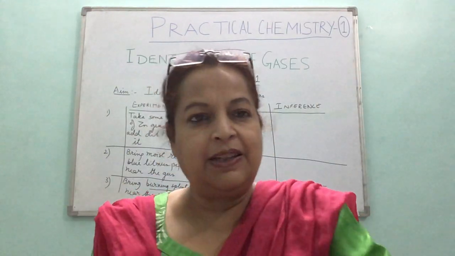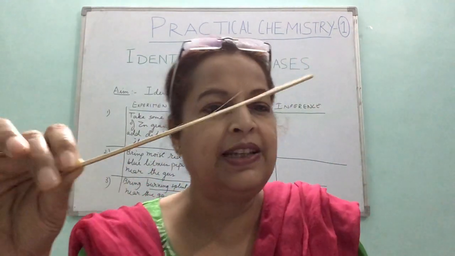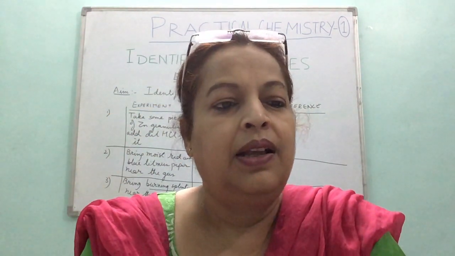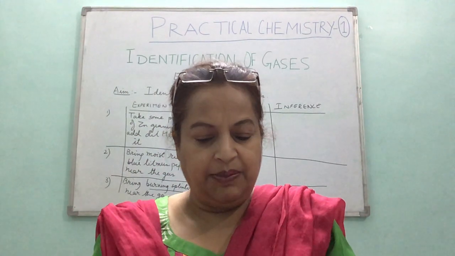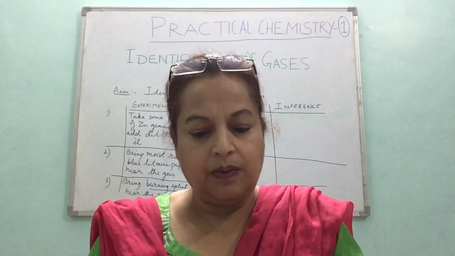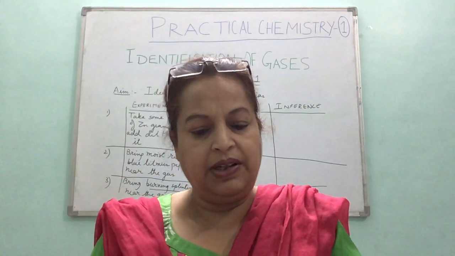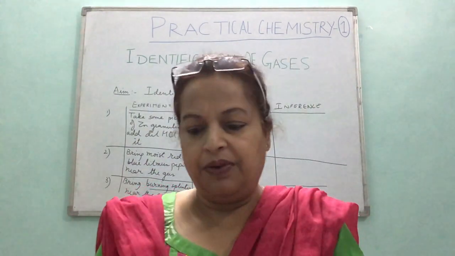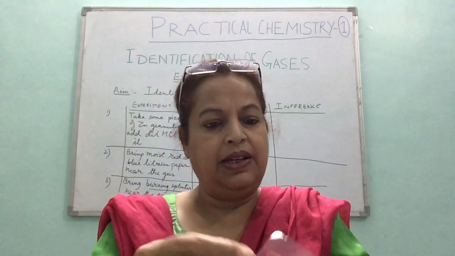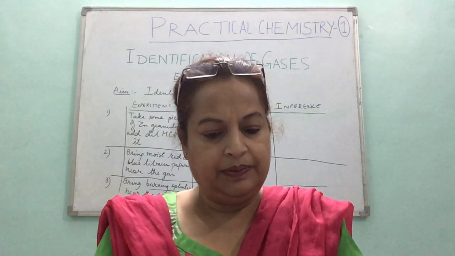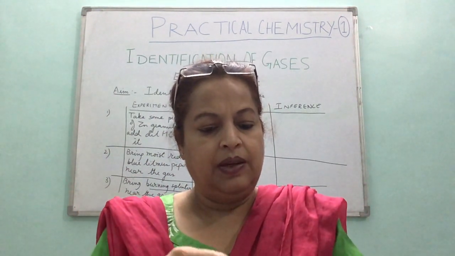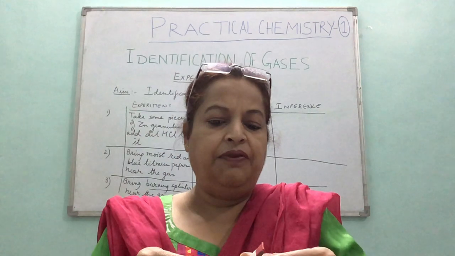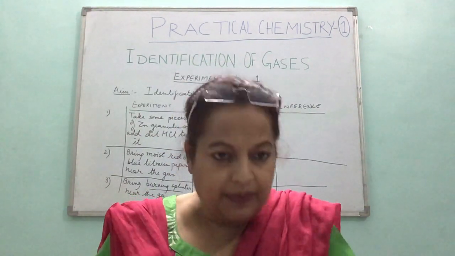Now, when we start the experiment, things should be prepared beforehand. This is called a splint. This is a thin piece of wood which burns easily. Then I have got red and blue litmus papers, and I'll use a little bit of water. I have got water also. This is red litmus paper. I'll take out one piece for you all. All these things should be ready, because once gas is formed, it escapes very fast. So we have to be ready with all these things in the beginning only.